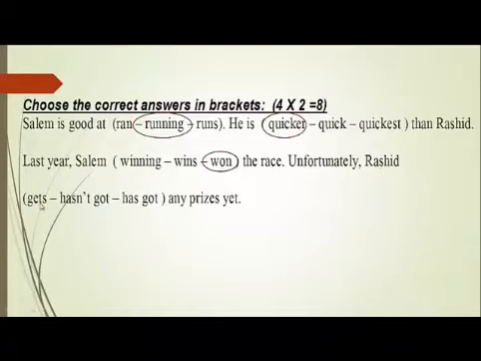Unfortunately, Rashid has got any prizes yet. This sentence, as you see, you have yet. And you have unfortunately, which carries the negative meaning. So, Rashid hasn't got any prizes yet. Yet, this word comes only with a negative structure.